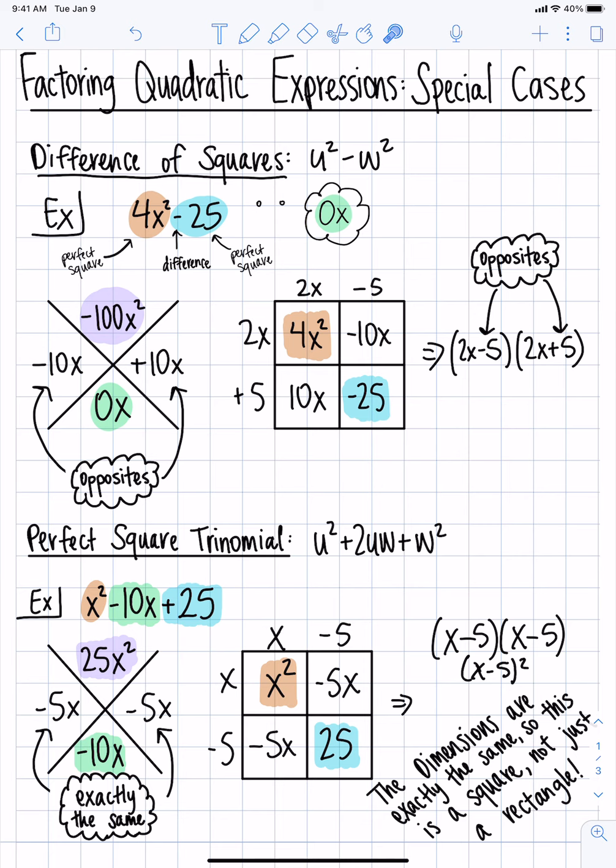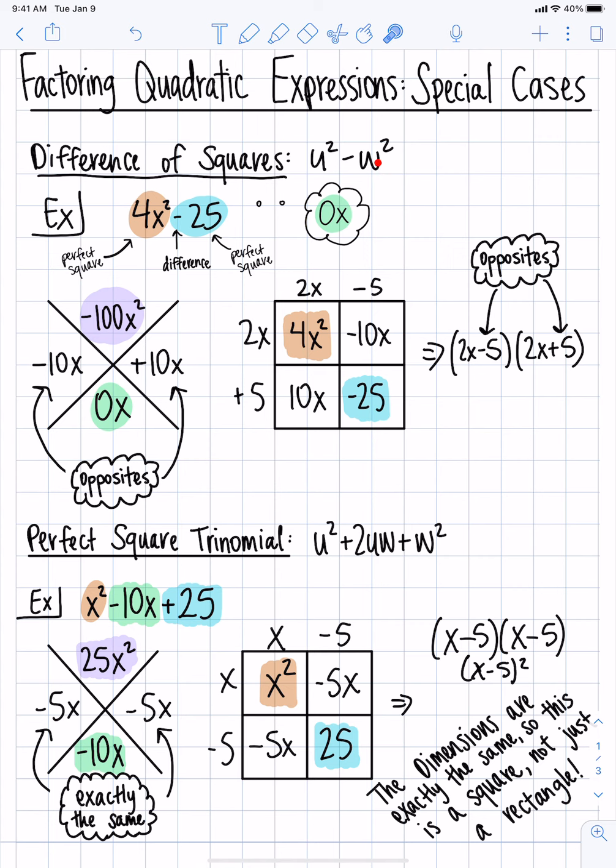All right, everyone, we're going to take some toolbox notes on factoring. So the title of this toolbox should be Factoring Quadratic Expressions, and we're going to talk about these special cases. The first special case we're going to talk about is difference of squares. If we were to write difference of squares symbolically, it would look like this: u squared minus w squared.